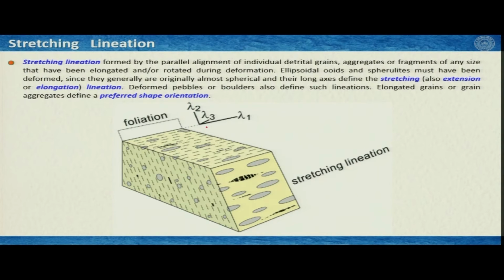As you can see here, this is the maximum stretching direction, lambda 1, quadratic elongation, and therefore you see that the grains are rotated, the grains are stretched in this direction. Few grains, stiffer grains, also are broken, forming some microboudinage and so on. However, in this section, which is your lambda 2 lambda 3 plane, you do not have the stretching or anything, they remain more or less circular, and this is your foliation plane. And you can see that this lineation is on the foliation surface, and this is known as stretching lineation.